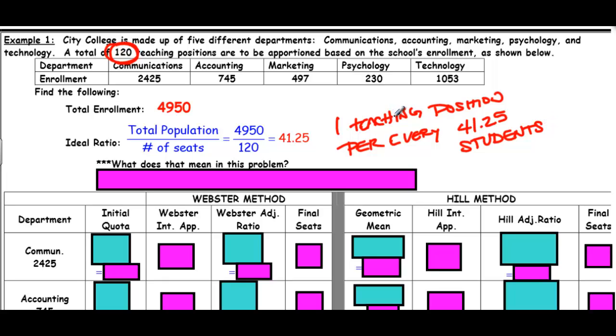Alright. So what does that mean in this problem? That's what this means. You guys should know and understand what ideal ratio means.